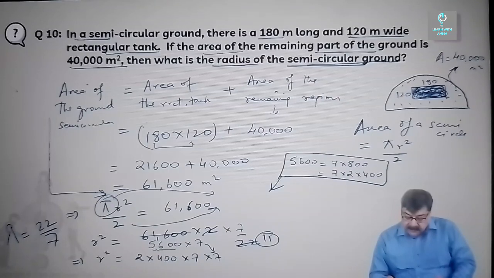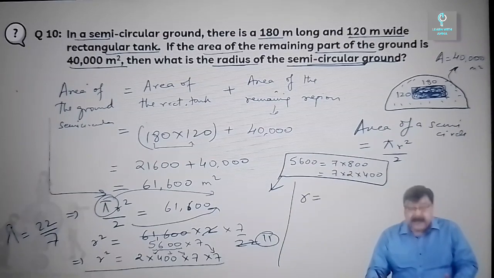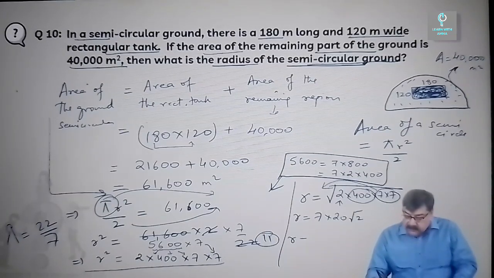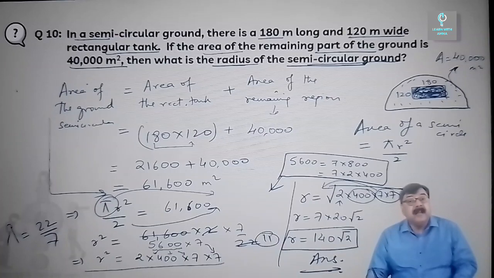So 5600, I wrote it as 2 into 400, that is 800. 8 7s are 56. And this 7 I have taken down as it is. So r square equals this much, which means r here will be square root of 2 into 400 into 7 into 7. Now for 7 into 7, we'll get 1 7 outside. For 400, 400 is square of 20. We will get a 20 outside. So what remains inside is root 2. So the radius of the semicircular ground works out to be 140 root 2. And this here shall be our answer.